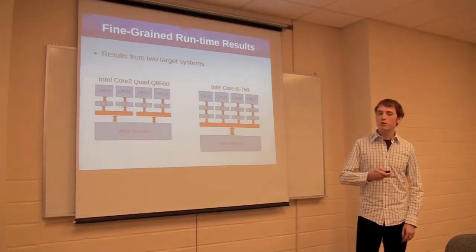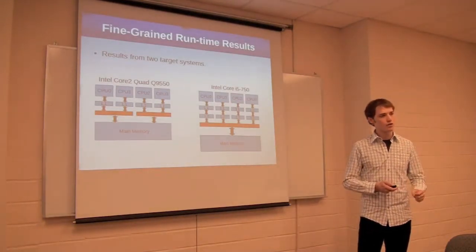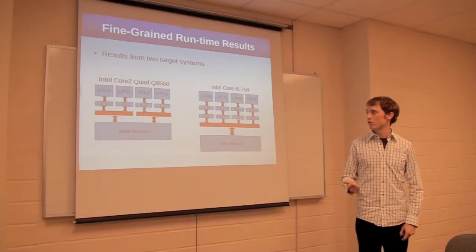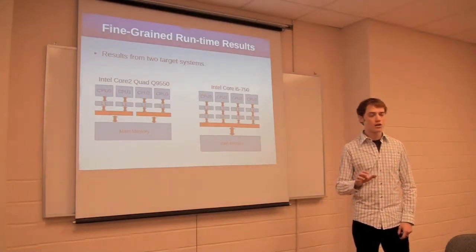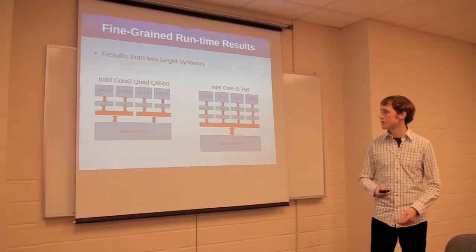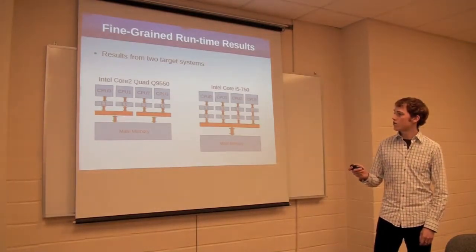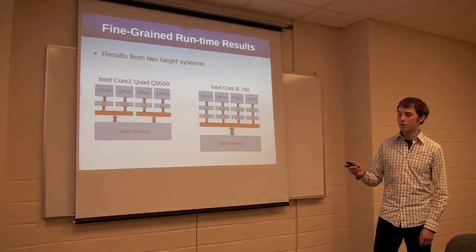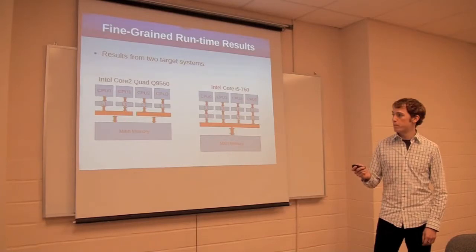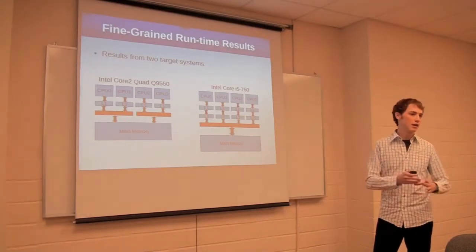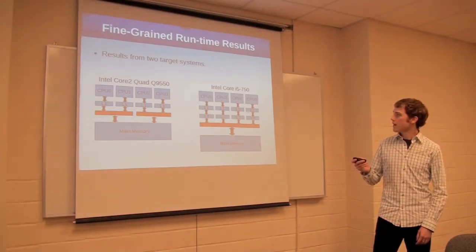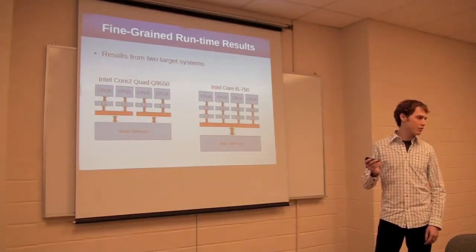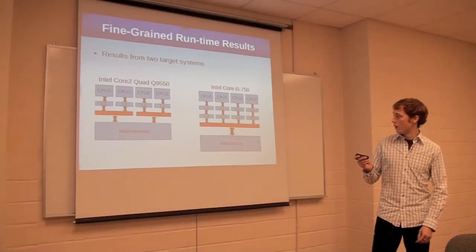And we ran the experiments on two different CPU architectures. The first is an Intel Core 2 Quad, and the second is a Core i5, and they're both 4-core architectures. The main difference you'll notice is that the Core 2 Quad has shared L2 caches between CPU 0 and CPU 1, and CPU 2 and CPU 3, but doesn't have a unified level of cache for all the cores. And the Core i5 doesn't have any shared L2 caches, but has a shared L3 cache across all processors.